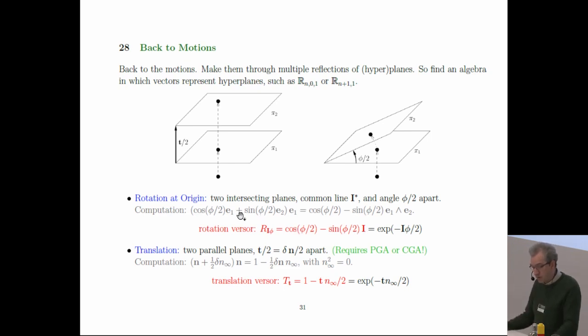If we do something similar with two planes that make an angle of phi over 2, then we get an operator. This looks very difficult, exponential of something. Well, it turns out that this I phi actually represents the line common to the planes. The angle phi over 2, I get in there. Here it is. And so in the initial example, I showed you something where I made a rotation operation by taking the exponential of a line. This is that construction.